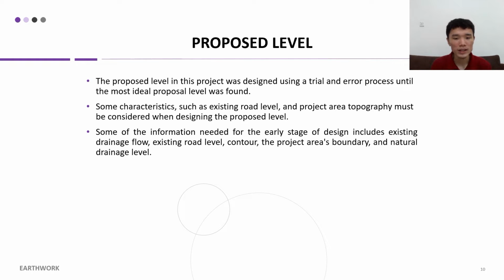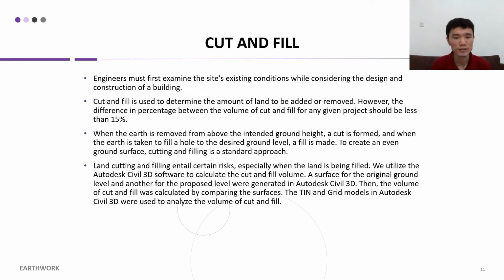The proposed level in this project were designed using a trial and error process until the optimal proposed level was found. When designing proposed level, some features such as existing road level and project area topography must be considered. Some of the information required early in the design includes existing drainage flows, existing road levels, contour lines, project area boundaries, and natural drainage levels.